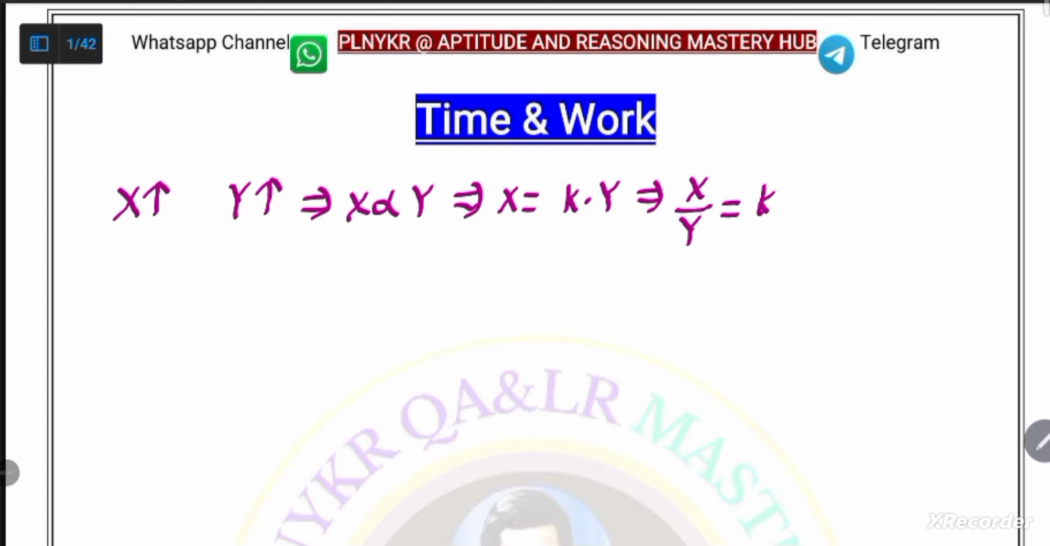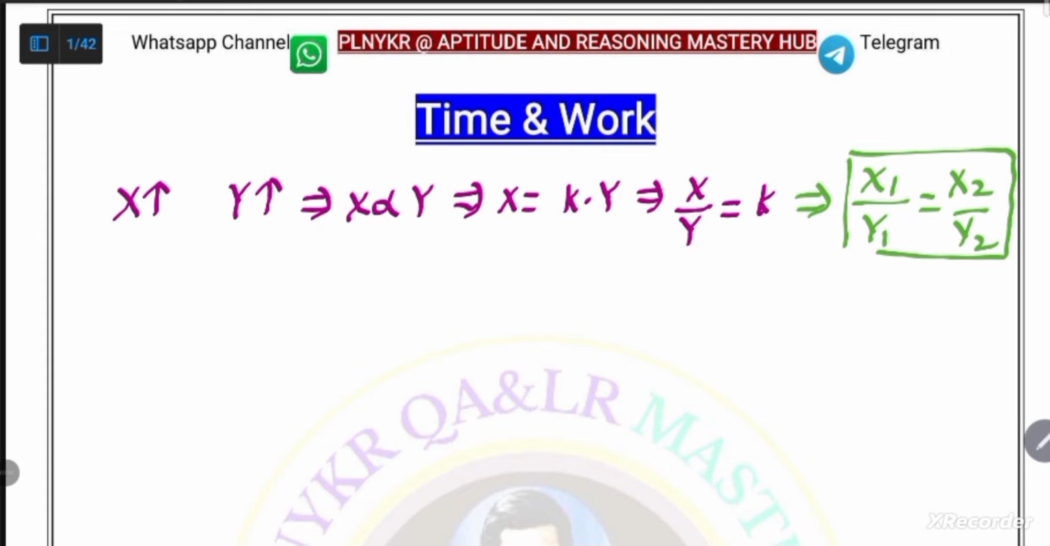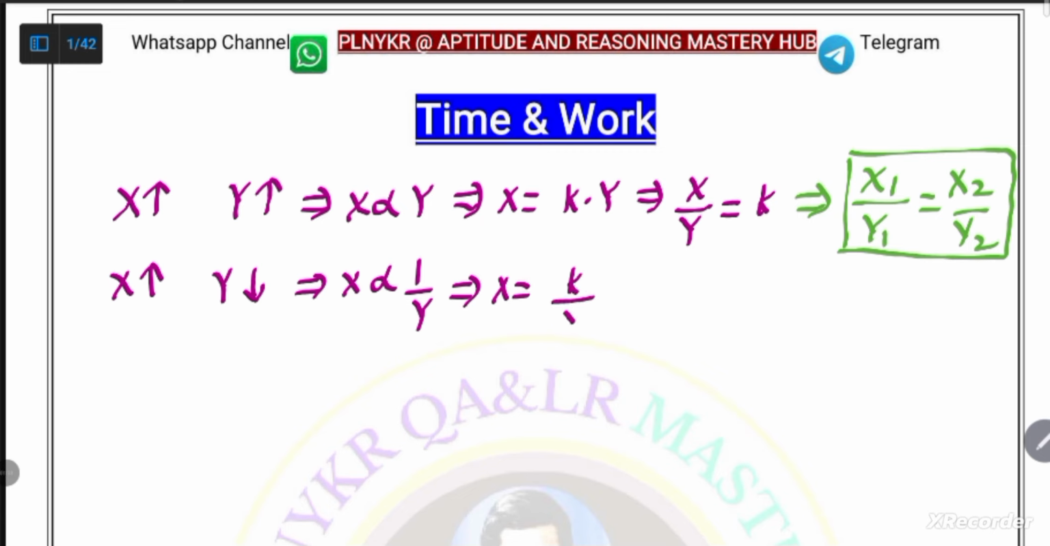So whenever we are comparing these variables in two different scenarios, we'll say x1 by y1 equals x2 by y2. In case by increasing the x variable, the y variable is decreasing, then we'll say x is inversely proportional to y, which implies x equals constant by y, or x into y equals constant. Whenever we're comparing these variables in two different scenarios, x1 into y1 will be equal to x2 into y2.